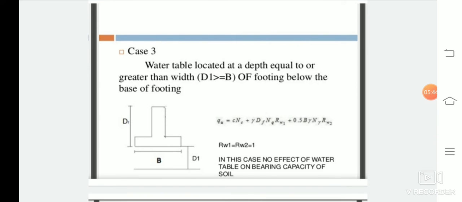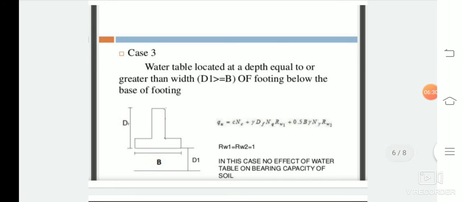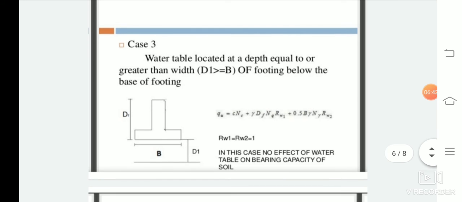For the third case, when the water table is located at a depth equal to or greater than the width of the foundation from the base of the footing, then both reduction factor 1 and reduction factor 2 will be 1, that is, unity. So the equation of the bearing capacity becomes Qu = cNc + γ D Nq Rw1 + 0.5 γ B Nγ Rw2. So in this case there will be no effect of water table on the bearing capacity. As the water table is situated at a larger depth from the base of the footing, we will not consider the reduction factors, or the effect of water table on the bearing capacity.